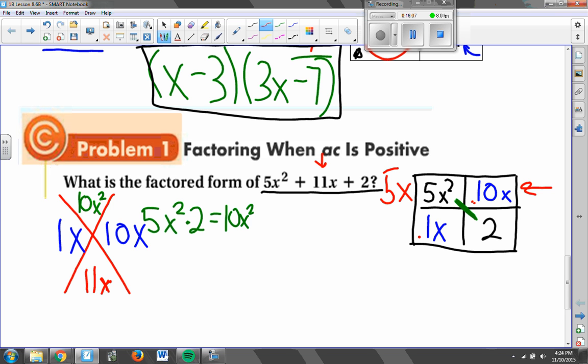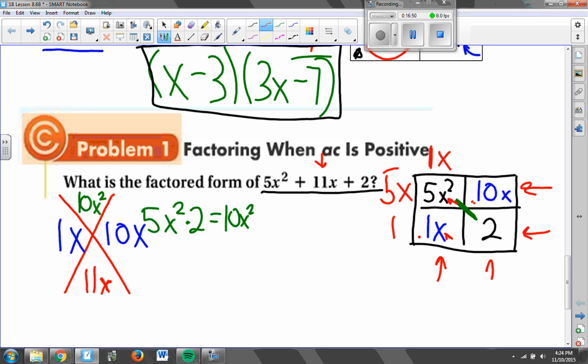Then if I look at my bottom row, a 1x and a 2. The x is not common because there is not one in the 2 box. And 1, the only factor of that is 1, so it must be 1 as my greatest common factor. If I look at this column here and go up, 1x and 5x squared. Again, my number is 1, so the only factor is 1. But I do see an x that's common in both. 1x. There's one of them here, and there's 2 of them right there. So I'll have 1x as my greatest common factor there.